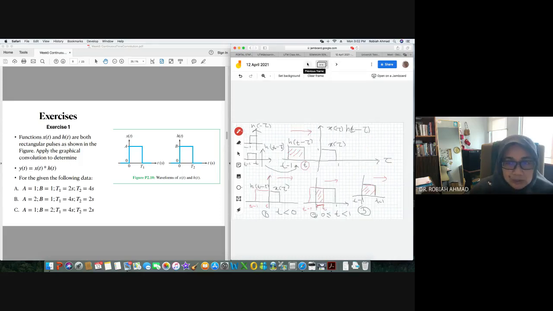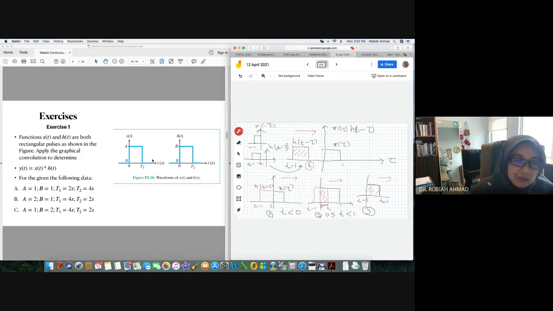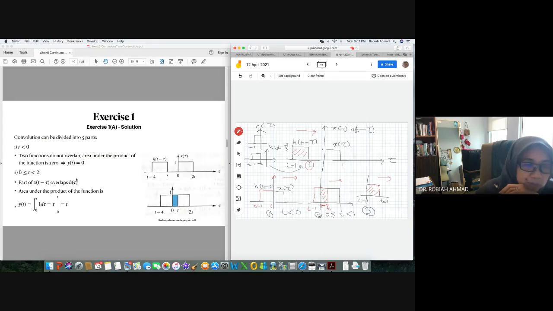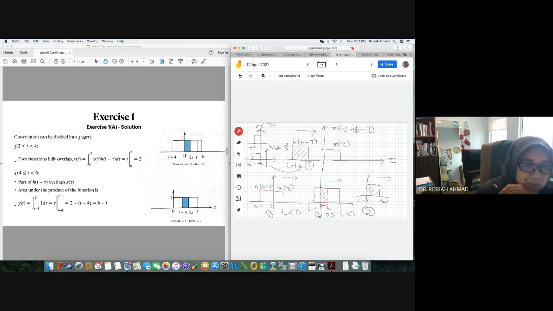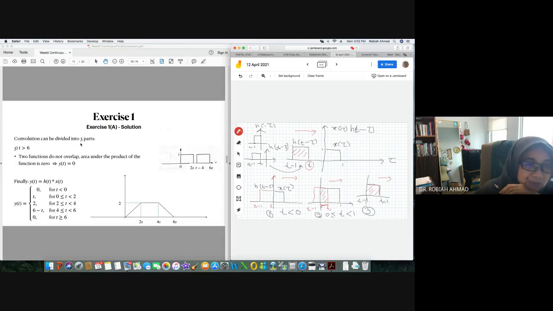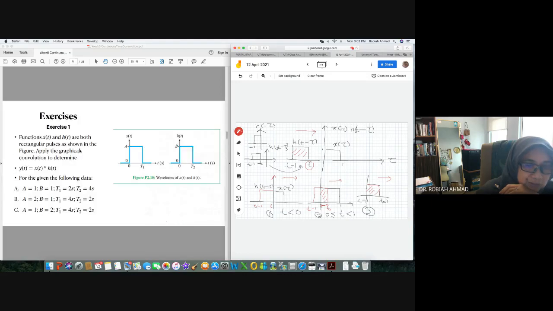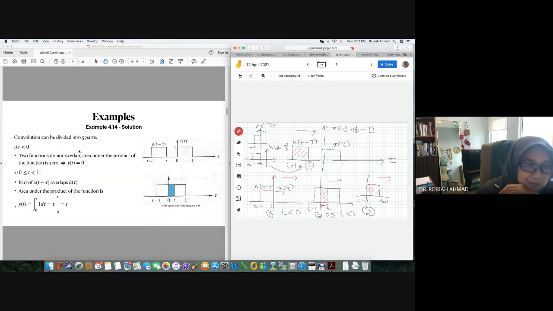Buat satu-satu. But now it's a different case because the amplitude and the width of T are different. Jadi saya nak you all bayangkan, and then the trick part will be, bila kita tengok cases ni, when I say that convolution can be divided into 5 parts. Okay, 5 parts where initially there is no overlapping and then it starts to overlap.